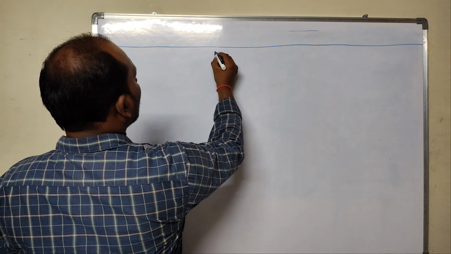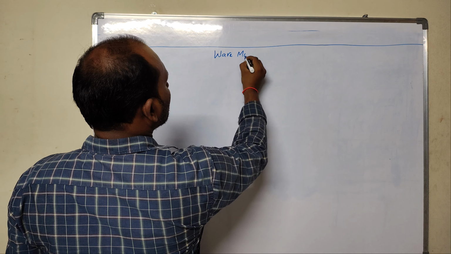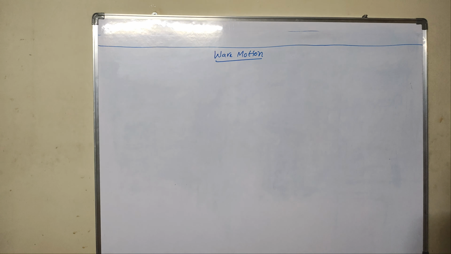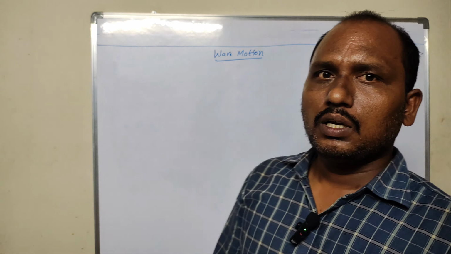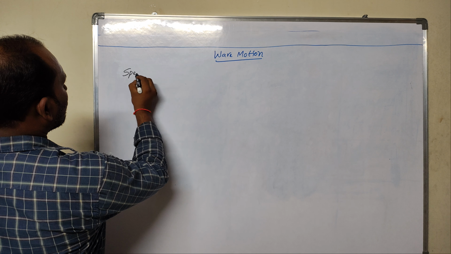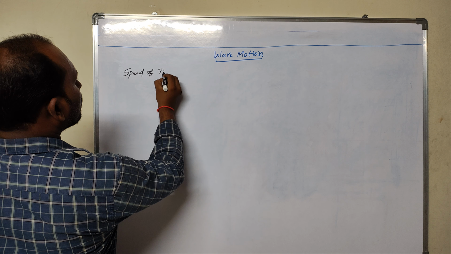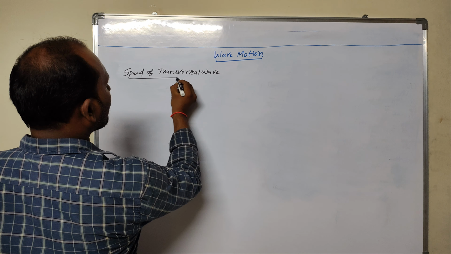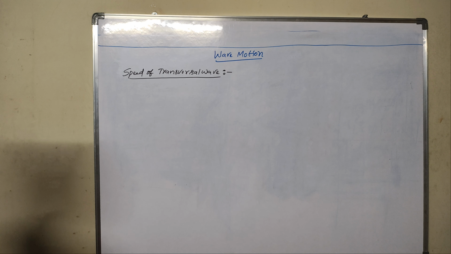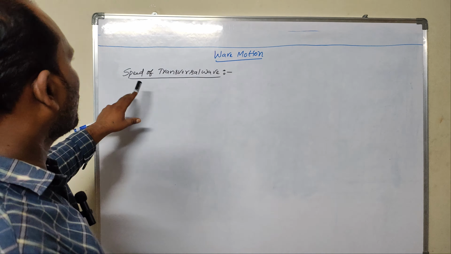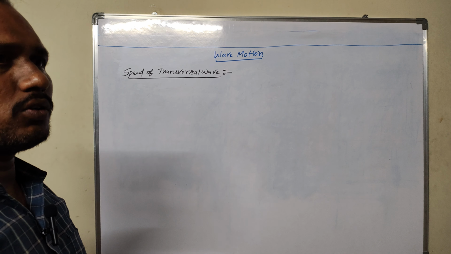Today we're talking about second year physics, that is wave motion. In wave motion, everybody is struggling to derive the equation for the speed of a transverse wave. In the first chapter of second year physics, everybody is struggling to find the derivation of the speed of a progressive transverse wave.